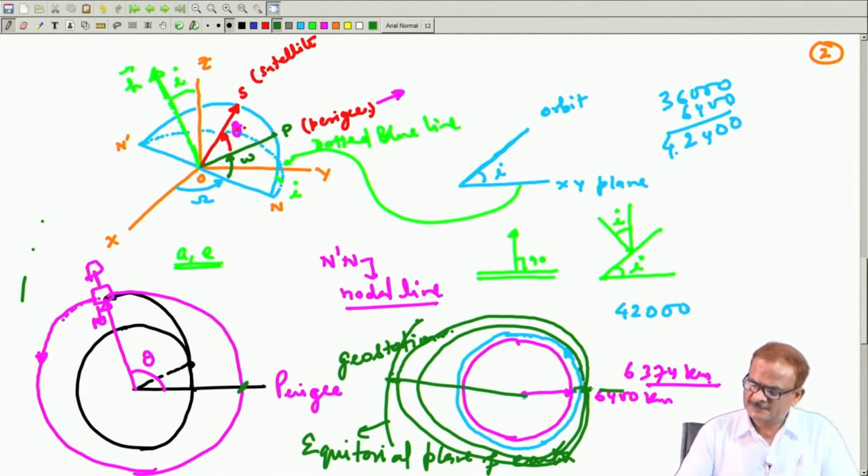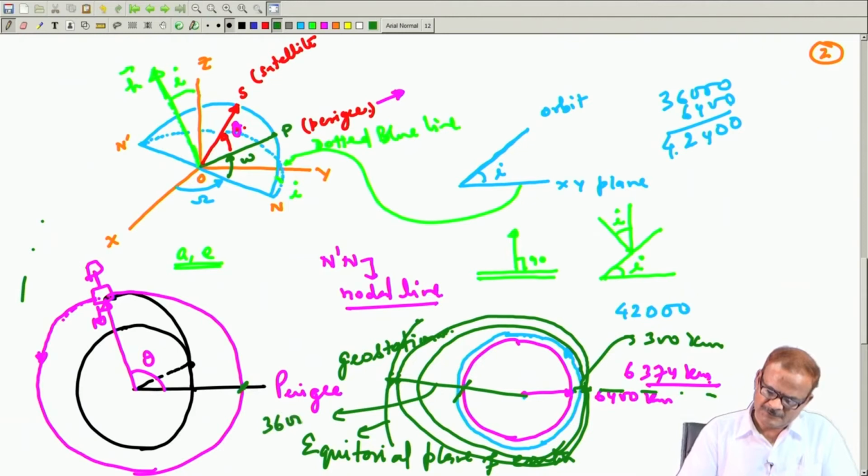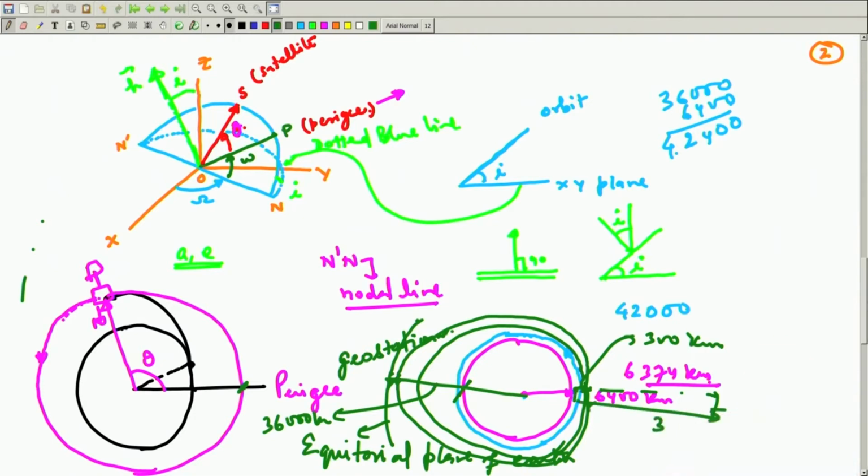Initially, say this distance is 300 kilometers. This distance will also be raised, and on this side it will go to 36,000 kilometers, and from the surface of the earth to this place, it will also go to 36,000 kilometers. So, both ways it will be raised, so that the orbit becomes circular and in the equatorial plane.